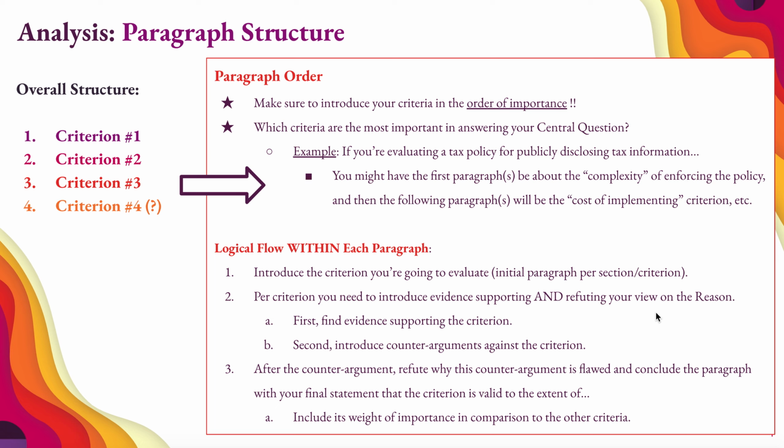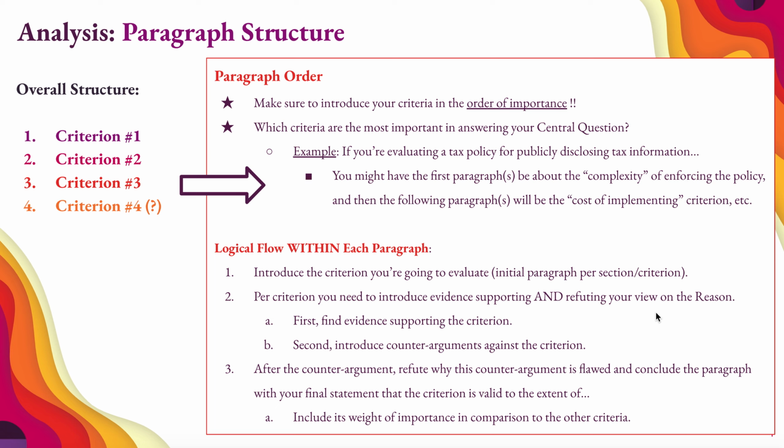But then the logical flow within each paragraph, again, you should introduce the criterion that you're going to evaluate. So that should be the beginning, it's going to be introducing your topic for that paragraph. And then per criterion, like I said, you need to introduce evidence supporting and refuting your view on the reason that you chose this criteria. So first, find evidence supporting this criterion, and then introduce counter-arguments against the criterion.